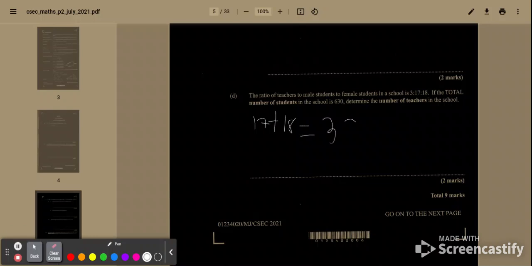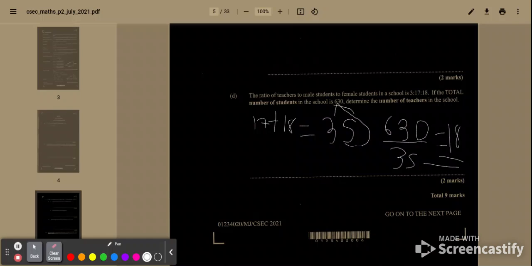But now we want to find what one part is equal to, right? So to do that, we'll simply divide the 630 by 35, because the total number of students is 630, right? So this will simply be 630 divided by 35, which would give us 18, right? So this is what one part is equal to.